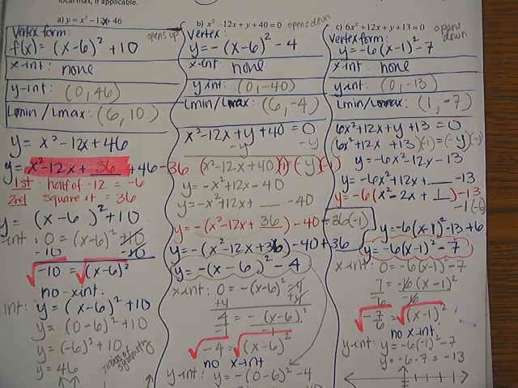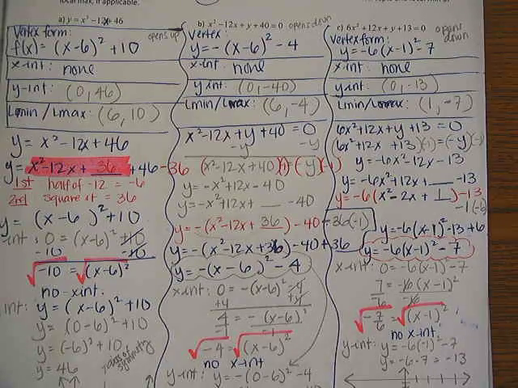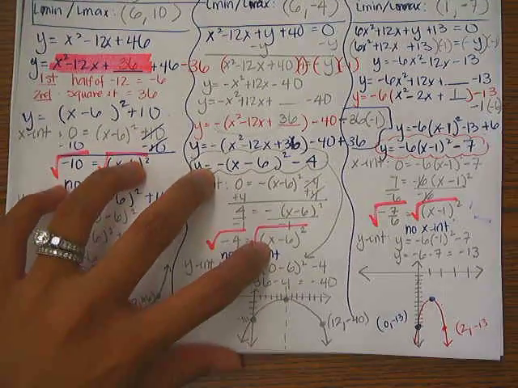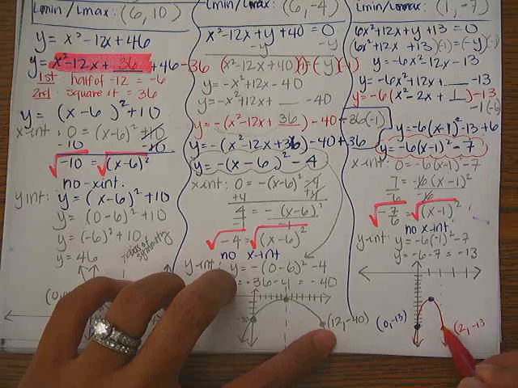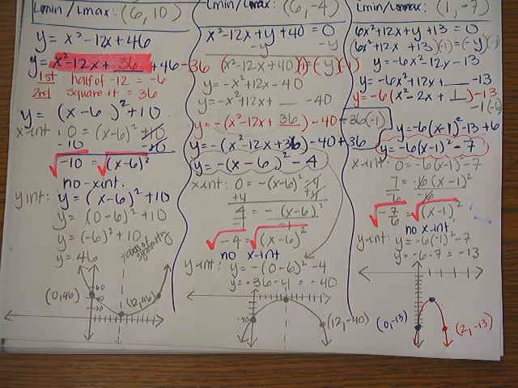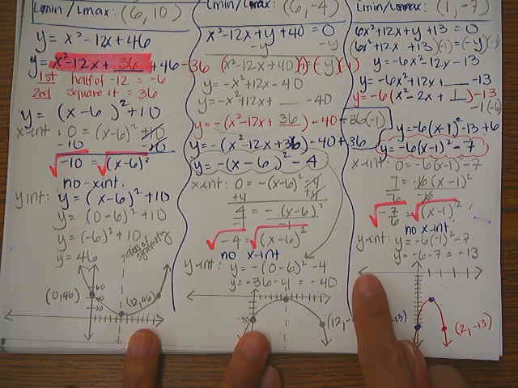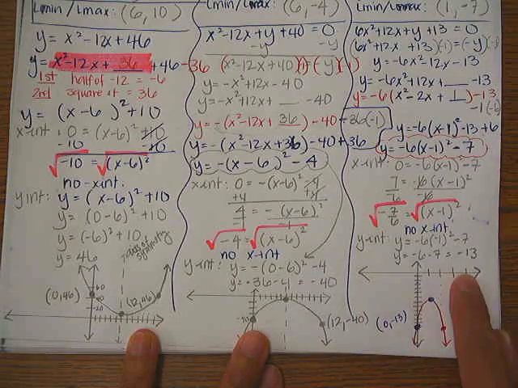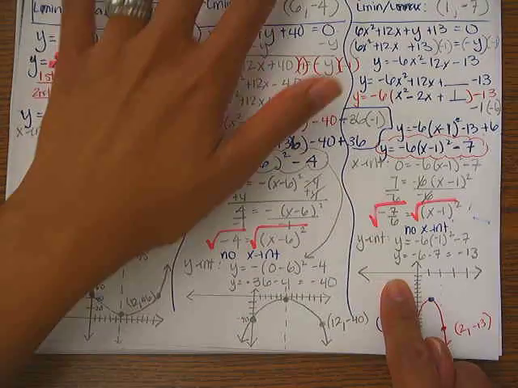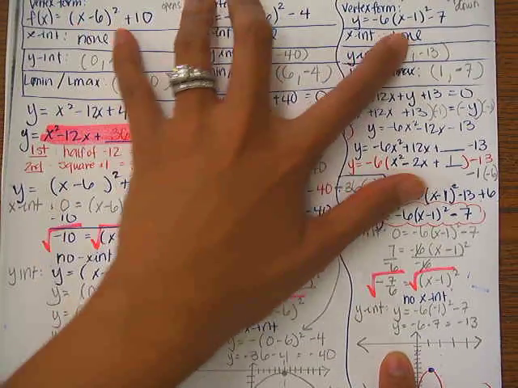Okay. There. Oh, you can't really see that. My bad. Okay. Sorry. I was just trying to find this dot. Okay. So notice how it's not intersecting the x-axis, which matches up with our no x-intercept.